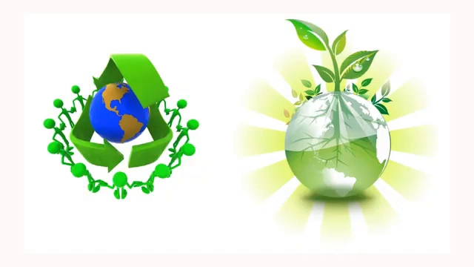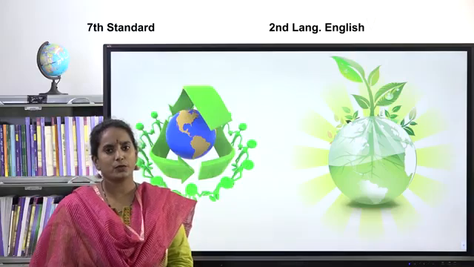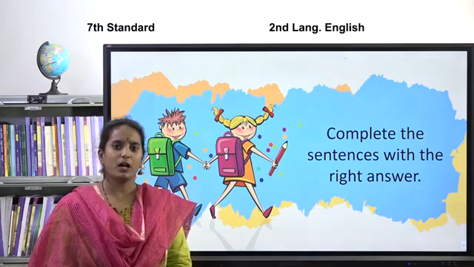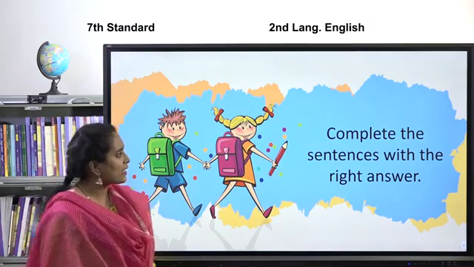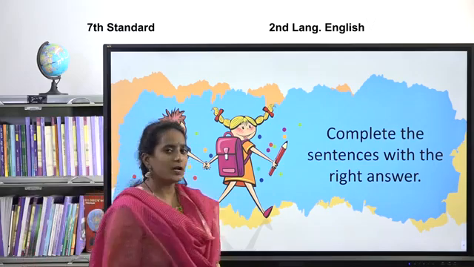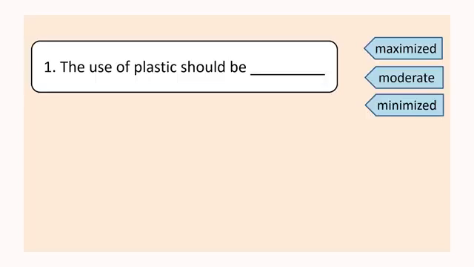Children, you and I together we can save our planet and make it a healthier and beautiful place for our future generations. Hope you all understood the lesson, children. Now, here is an activity. Complete the sentences with the right answer.